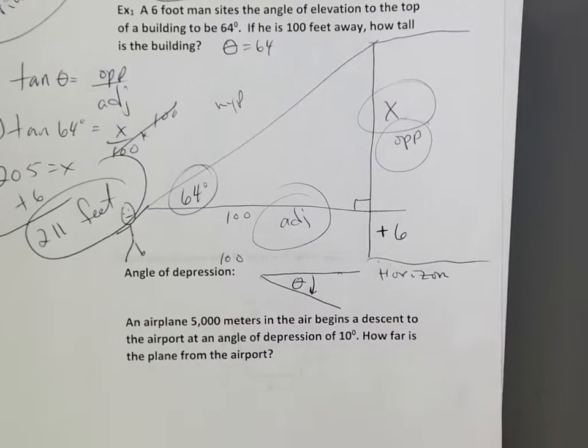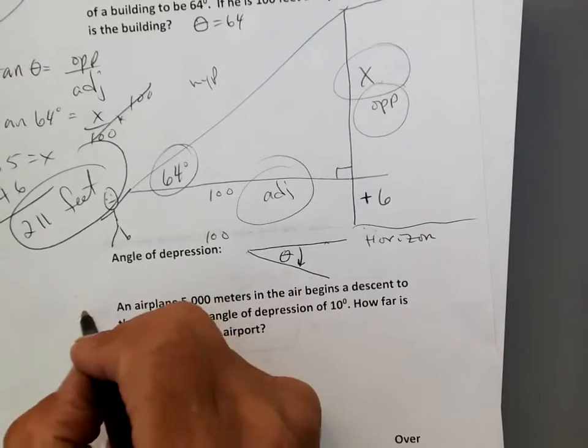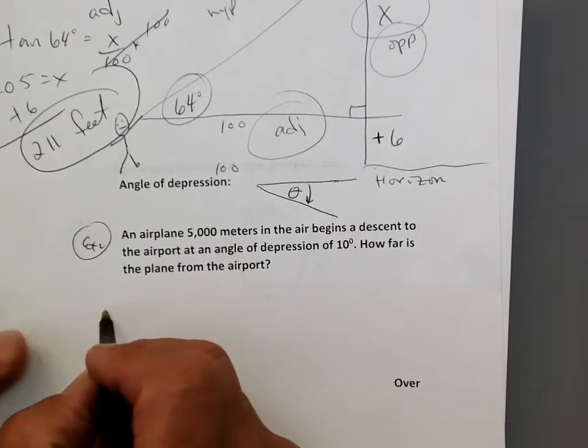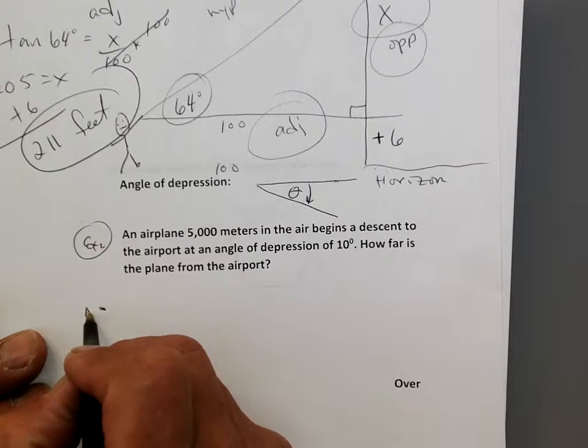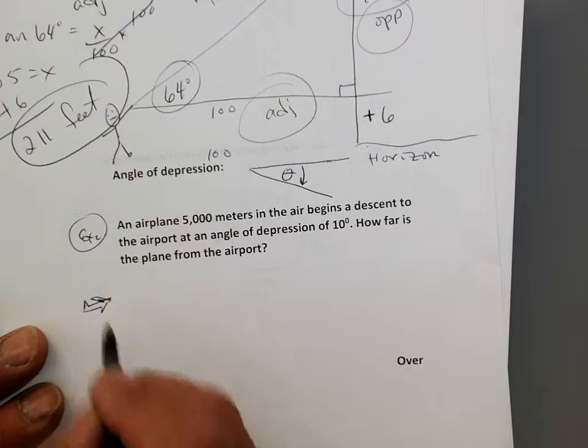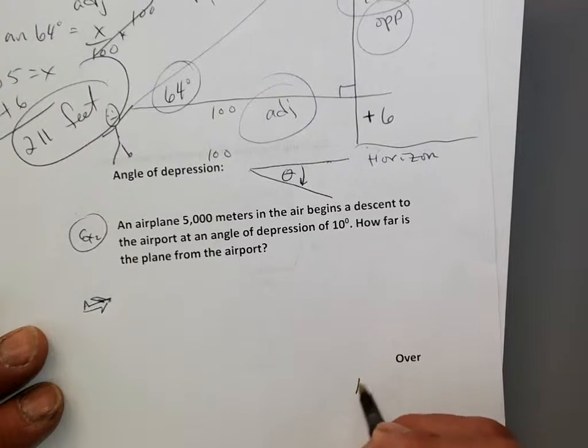Okay, so example 2. An airplane flies 5,000 meters in the air, begins a descent to the airport at an angle of depression of 10 degrees. Okay, how far is the plane from the airport? So let's go ahead and draw a picture. So again, I'm looking for a right triangle. Here's my airplane. And I'll put my airport way down here. Here's my airport. Okay, there's my airport tower.